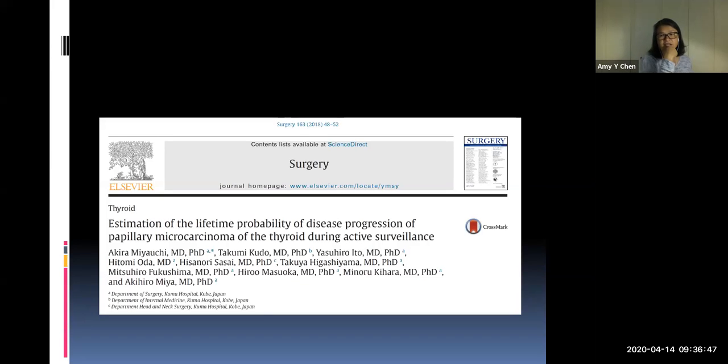So if you do have a patient with a small papillary microcarcinoma and they ask you, hey doc, what's my risk of it growing? What's going to happen? Can you tell me?